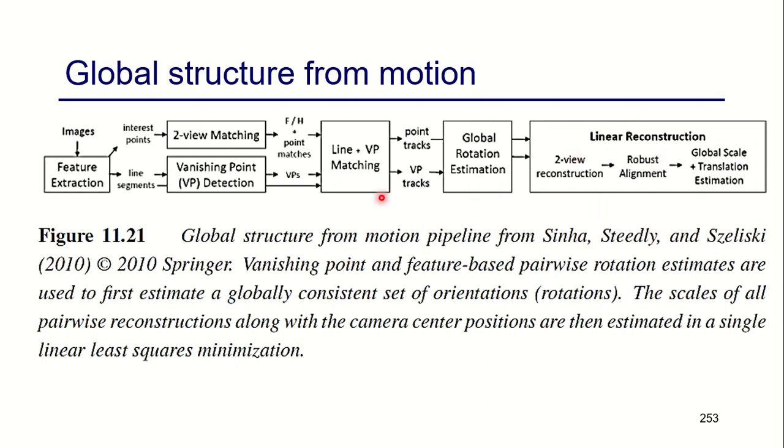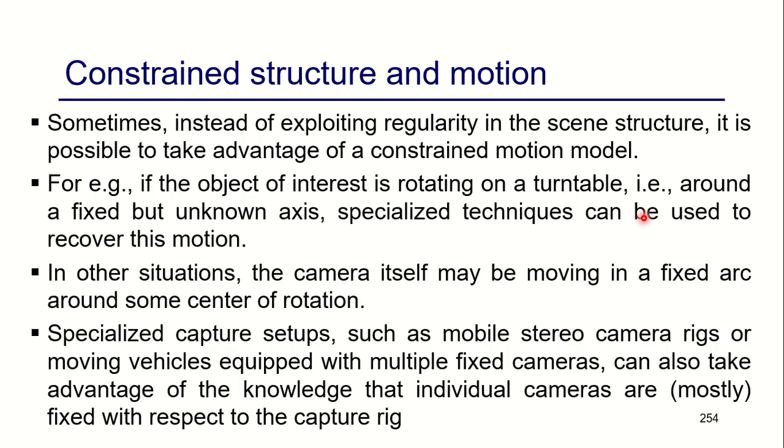So vanishing point and feature-based pairwise rotation estimates are used to first estimate a global estimation, and a globally consistent set of orientations will be created, and then the scales of all the pairwise reconstructions along with the camera center positions are then estimated in a single linear least squares minimization. So two-view reconstruction, robust alignment, and then global scale plus translation estimation. So constrained structure and motion.